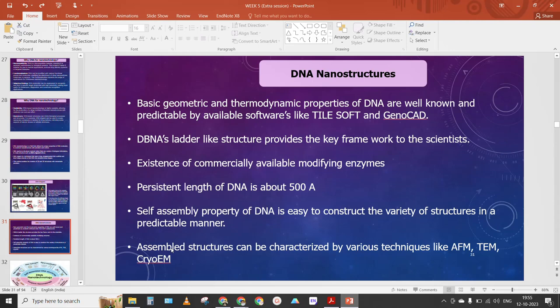So DNA origami is called the self-assembly property of DNA. Due to this self-assembly property, we can alter the structure and physical nature of that particular DNA. Then assembled structures can be characterized by various techniques like AFM, TEM and cryo-electron microscopy, as we have discussed in the nanoparticles topic: AFM, TEM and cryo-TEM. Cryo-TEM is basically an ultra-microtomy of that particular sample.